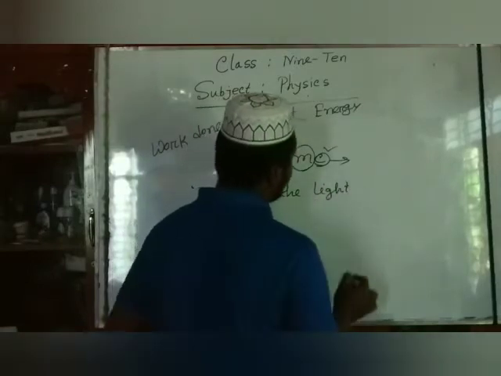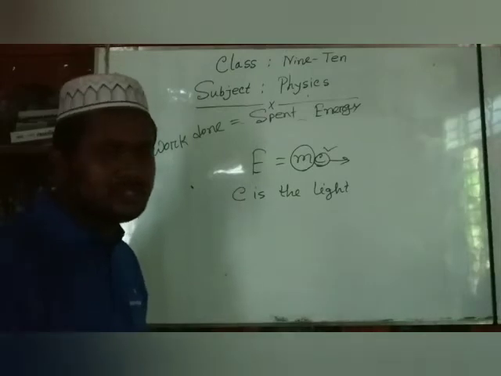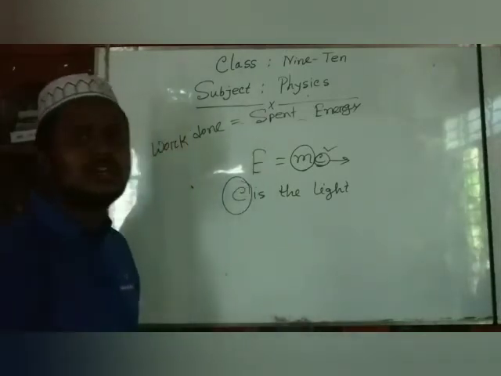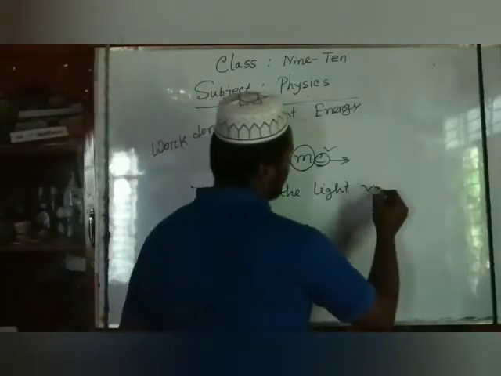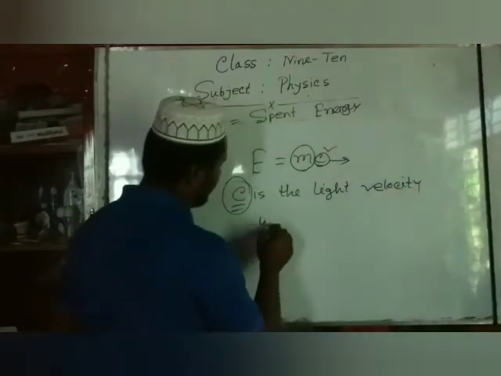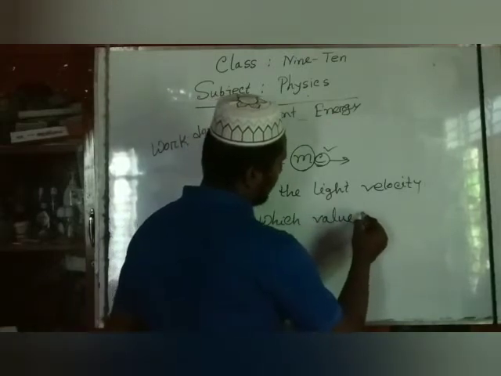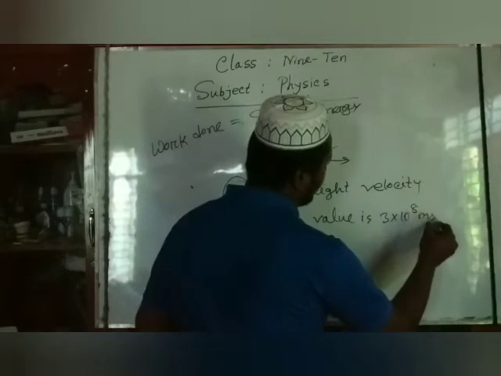We know that when we travel from one place to another, we have a velocity, and when light travels, light has a velocity. So c is the light velocity, whose value is 3 into 10 to the power 8 meters per second.